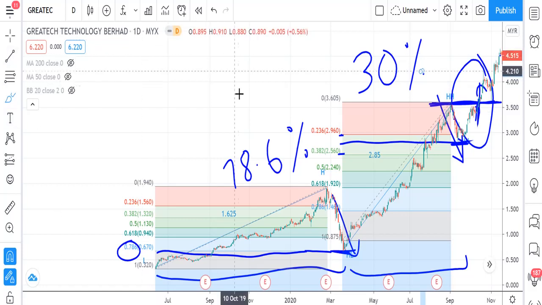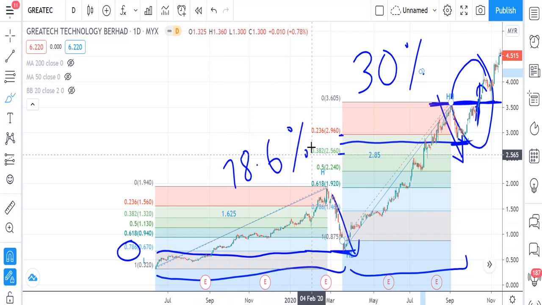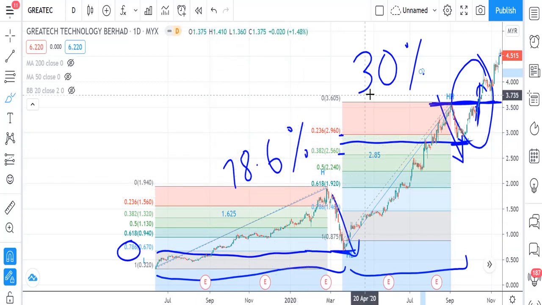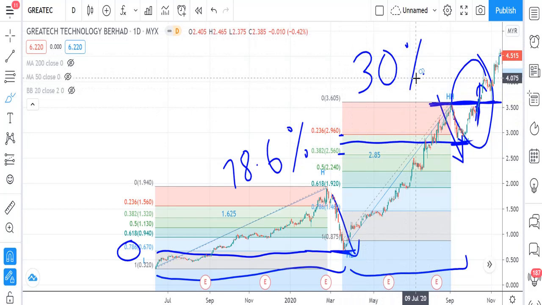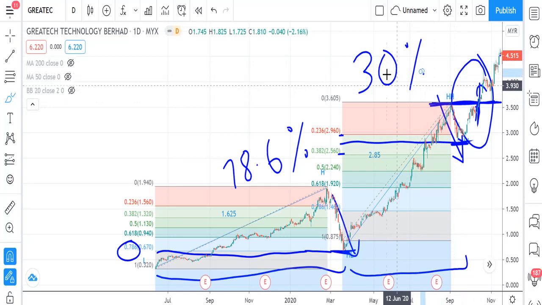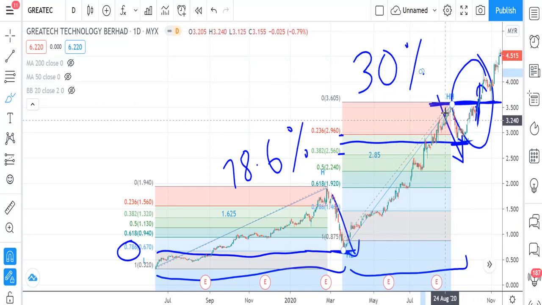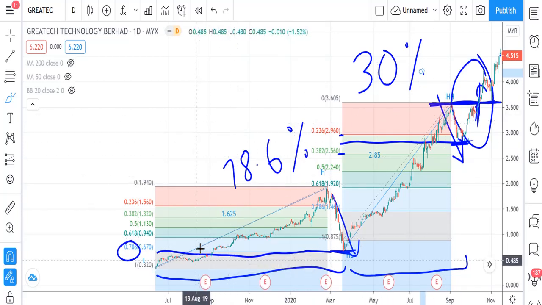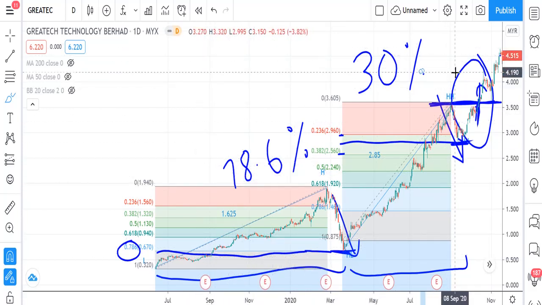So we can see that in the first loop it retraces about 78.6%. In the second loop it retraces only 30%. That means there was less supply in the second loop. There was more supply during the first loop, and therefore in the second loop it is only 30% because there is still more demand. The supply is still there, but less, and the demand is more. So that's why it only managed to retrace up to 30%.